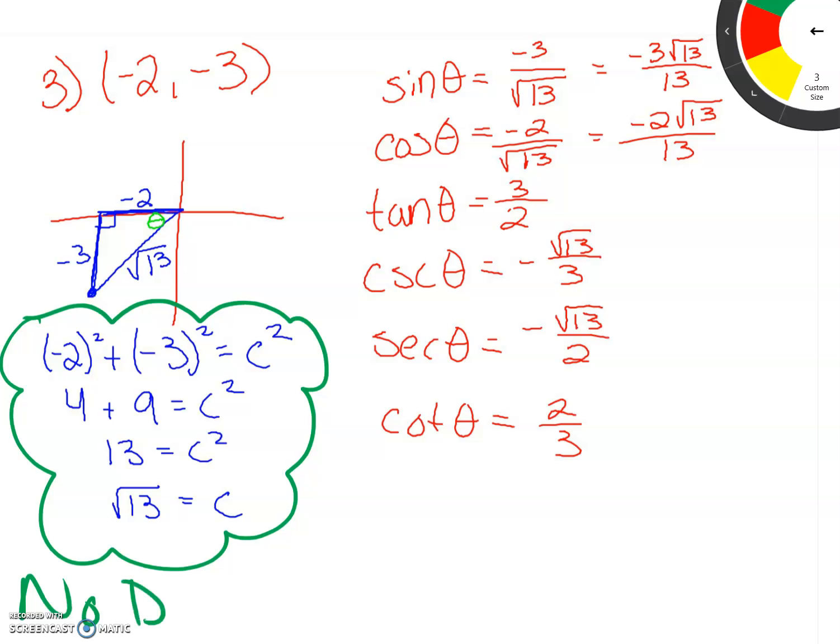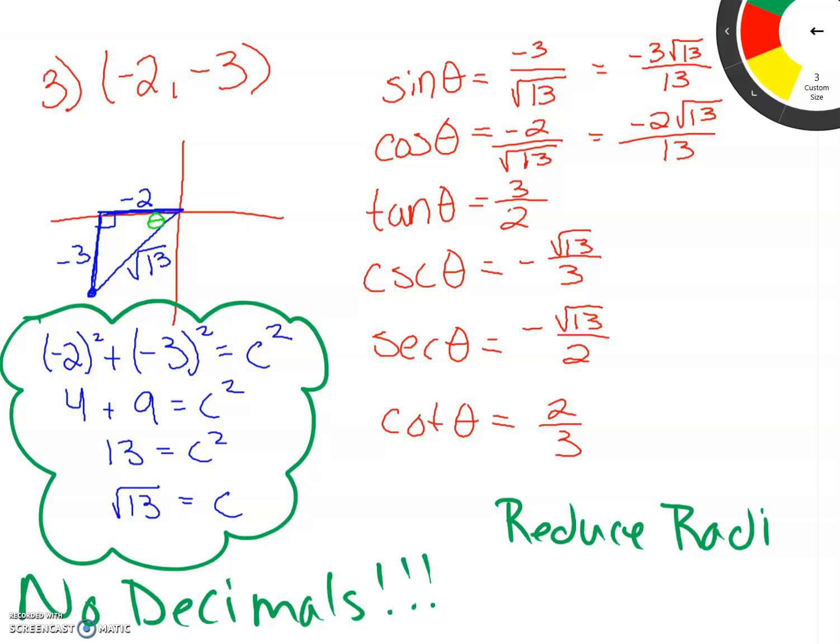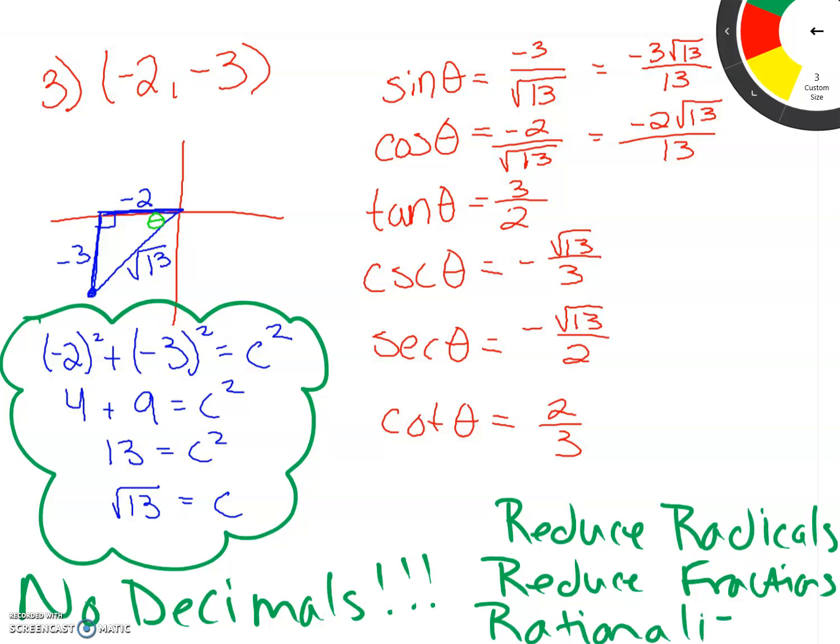I do not want decimals. I want you to leave them as radicals, okay? But I want you to always make sure you reduce your radicals. I want you to always reduce your fractions and always rationalize. Those are the things you always have to make sure you're doing, okay? Square root of 13 doesn't reduce. There's no perfect square that is a factor of 13. So we can go straight in here and start doing our sine, our cosine, and our tangent.